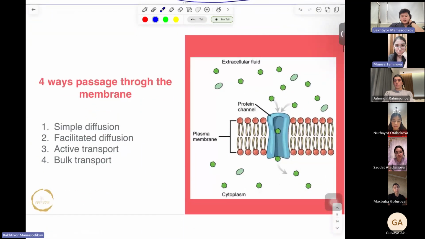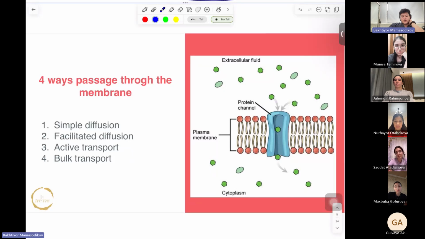And in the next lecture, we're going to learn four ways of passage through the membrane. The substances are going to pass through the membrane in four ways. The first is simple diffusion. The second is facilitated diffusion. The third is active transport. The fourth is bulk transport. What do you think? What's diffusion to you?